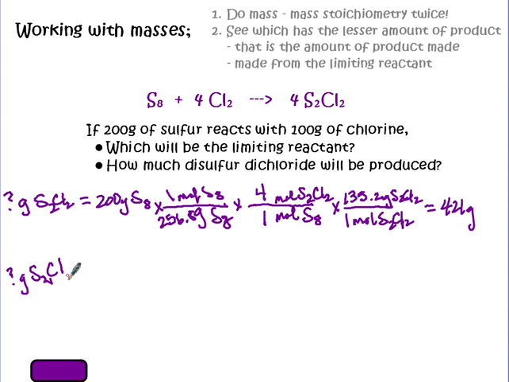And the answer is you're going to solve for it again, just like we did with the books, right? We did it each time. We solved for how many books can I make, how many books can I make, and then we chose the one that was the smallest amount. So we're going to do the same thing here. So how much disulfur dichloride can I make from 100 grams of chlorine now?